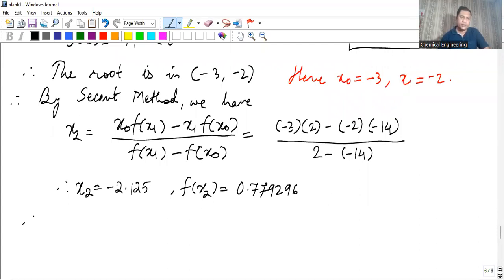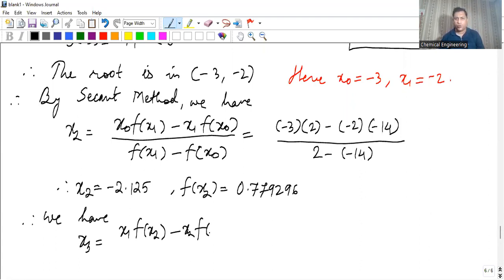Okay. So once you know the initial first approximation, what you have to do next is go on updating this. So what will we have next? We have x3 is equal to x1 f of x2 minus x2 f of x1, and what you'll have here is f of x2 minus f of x1. So what did we do here?